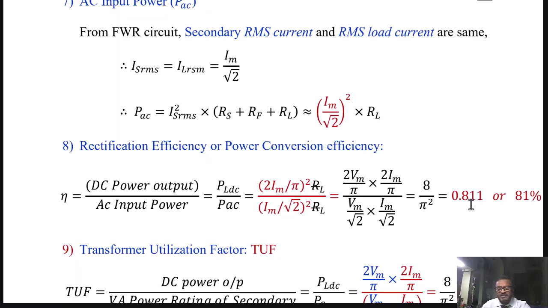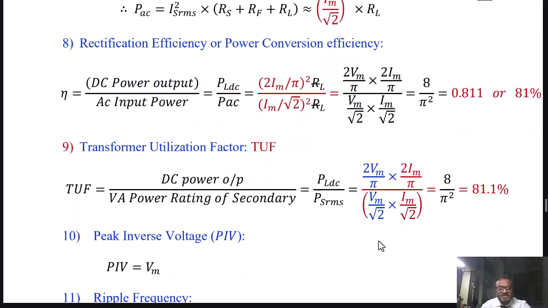It means that this rectifier is capable of converting AC power to DC power up to 81% and only 19% power will be lost. Compared to half wave rectifier, it is far better efficiency because in half wave rectifier, the rectification efficiency is around 41%. And therefore, losses are more in half wave rectifier compared to the full wave rectifier.